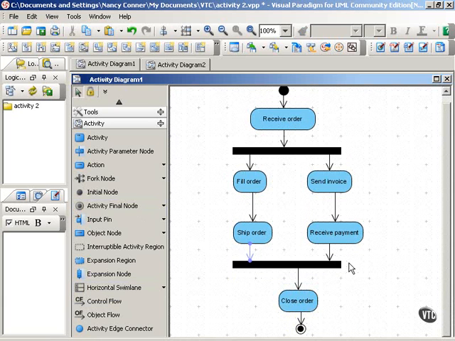So the fork node and the join node are similar to the decision point and the merge point, except they show parallel paths that can happen at the same time rather than alternative paths. We have one flow coming into the fork node and two or more flows going out. We have two or more flows coming into the join node and one flow going out. When all of these paths that go into the join node have taken place, then we can move on to the next step.